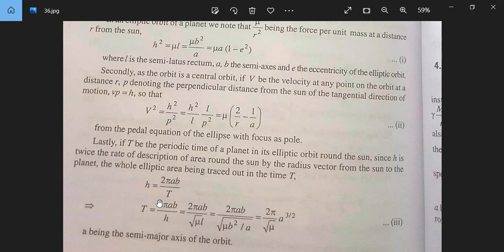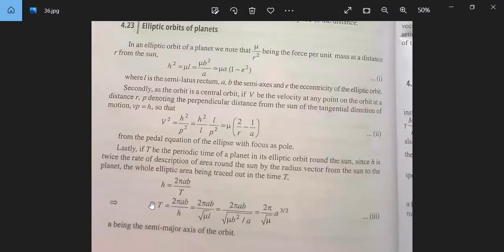तो 2 से मल्टीप्लाई कर देंगे और capital T will be 2 pi ab by h, means 2 pi ab by h की वैल्यू रख दें root mu l, so it is 2 pi ab by root mu b square by a, so it is 2 pi under root mu into a to the power 3 by 2, where small a is the semi major axis of the orbit. तो नेक्स्ट पेज में हाँ, तो यहाँ से हमको मिल जाएगा कि T is proportional to a to the power 3 by 2, अगर T स्क्वायर करेंगे तो T स्क्वायर इज प्रोपोर्शनल टू a क्यूब. यही हमारा थर्ड लॉ था केपलर्स का.